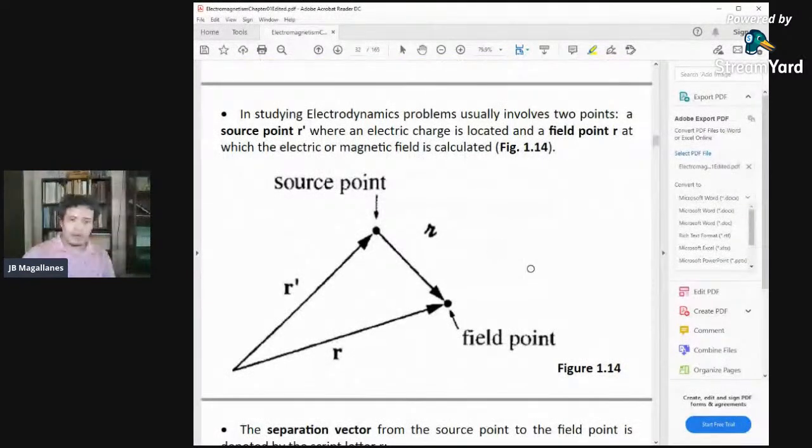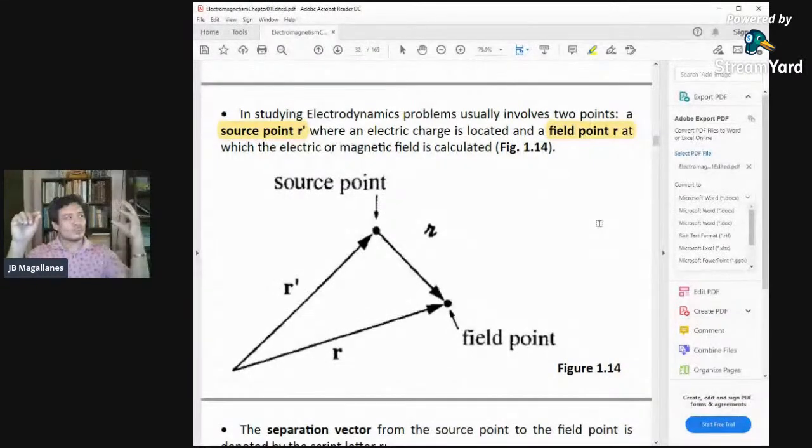In other problems, we will be dealing with a source point and a field point. I told you about two charges in the first lecture. Both charges would be producing a field. So here is a charge that would be producing a field. The other charge will be detecting that field, and it will be located at another point.